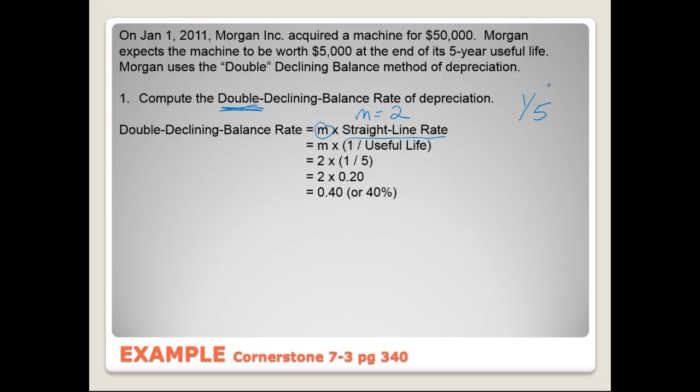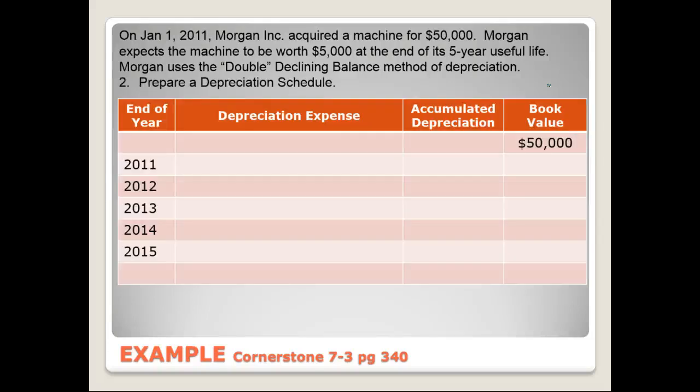That means every year we want this asset to decline in value by 40% of its starting book value for the year. So let's just prepare the depreciation schedule. Remember, in this method, we do not have the exact same amount of depreciation expense every year. It will be different every year. So we will have to build a depreciation schedule a little bit more closely.